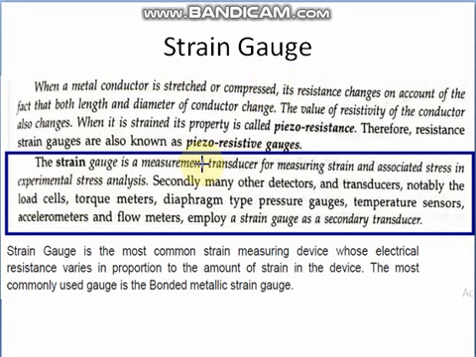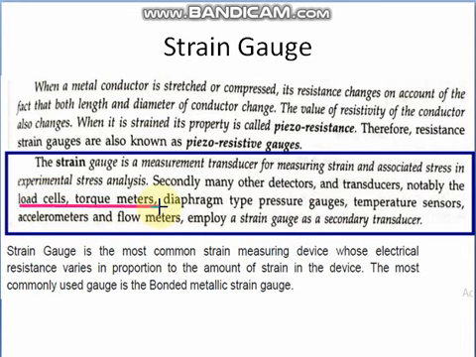Strain gauge is a measurement transducer for measuring strain and associated stress. So students, strain gauge can measure strain as well as displacement as well as stress, and it can be used for many other detection, such as secondary transducer for measurement of load cell torque meters.